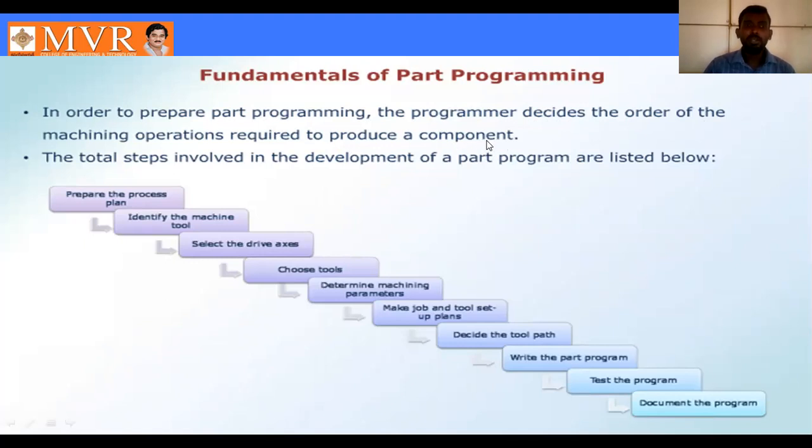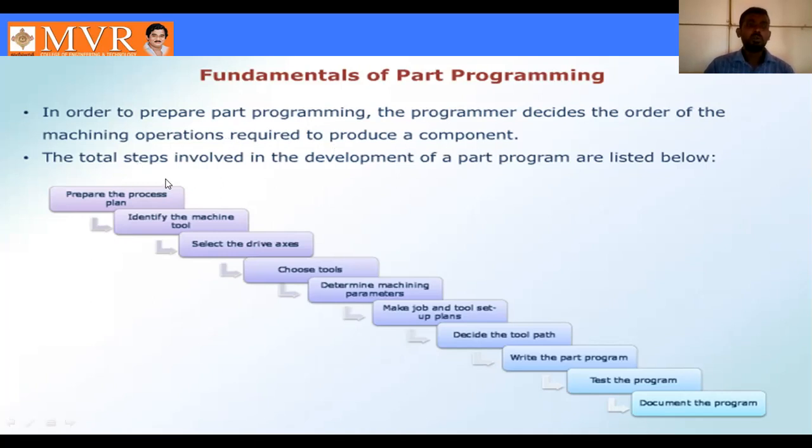For example, to produce a component, the machine should be given the program in the order of the machining operations. If you give it in order, we automatically get the required component. If we do not give the program in order, we do not get the perfect component as output, and we can see defects on the component. That's why the programmer decides the order of the machining operations required to produce a component. That is the fundamental.